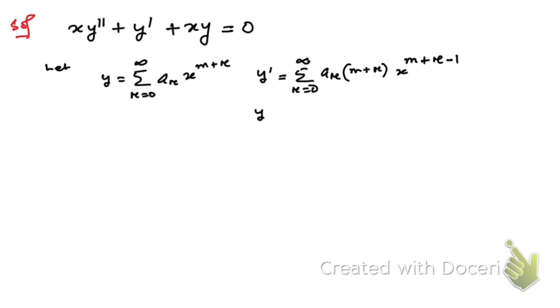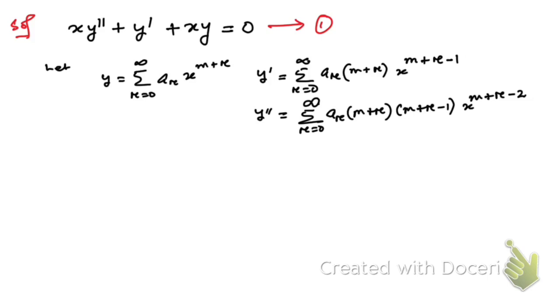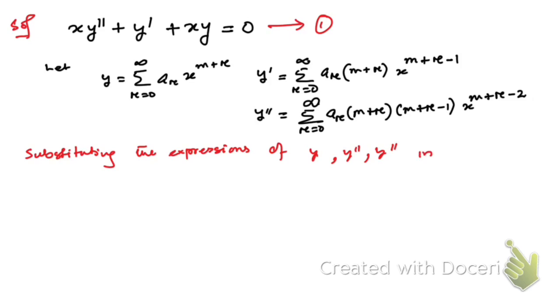Similarly, differentiate again in order to obtain the second derivative, y double dash. So then you're going to get this. Now substitute those expressions, y dash and y double dash, in the given equation. Let me take this one as equation number 1, and this as equation number 2.